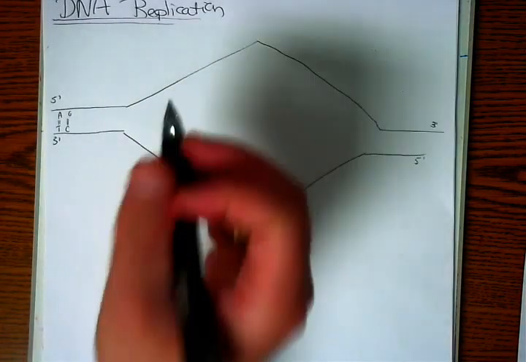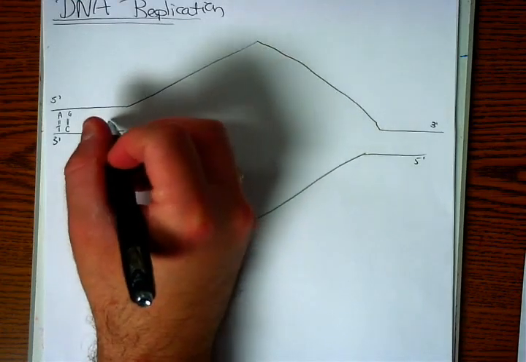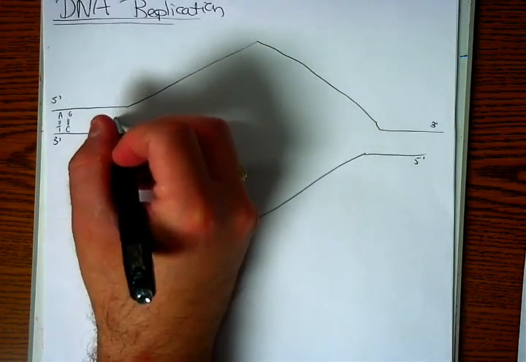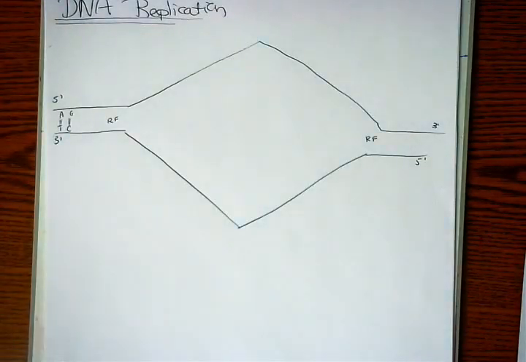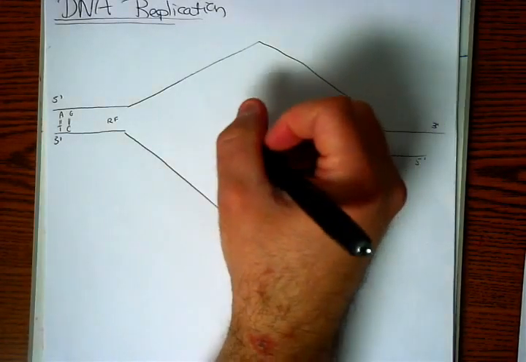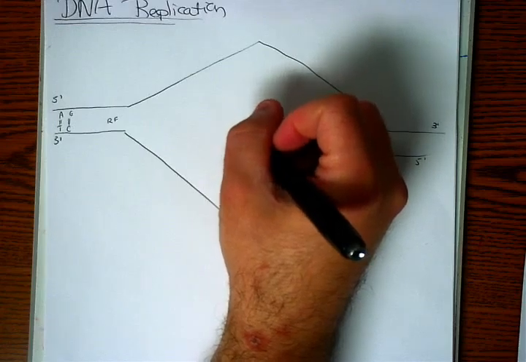What is this area called right here? The same would go with this area over here, the replication fork. Now, there's been some enzymes that have been involved in assisting you in allowing this replication fork to exist. Right here, actually, I would call this a replication bubble.